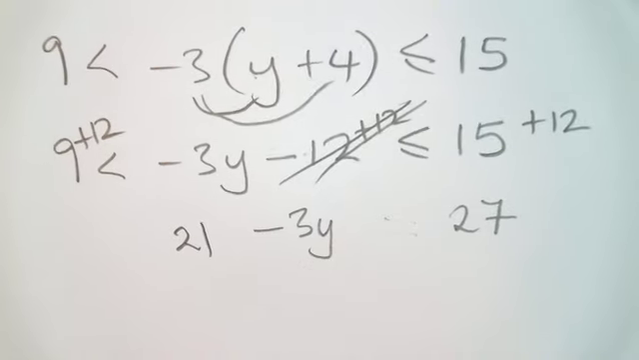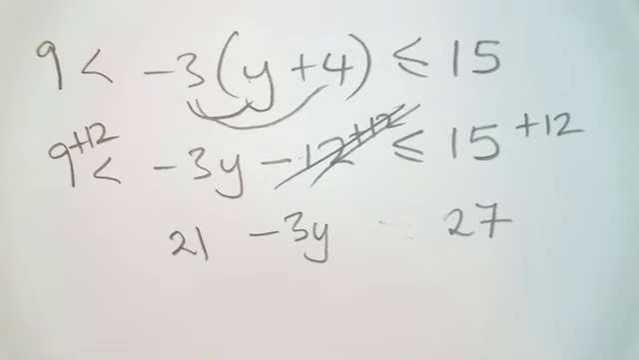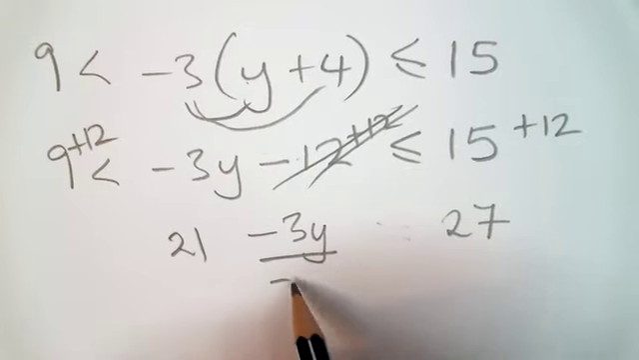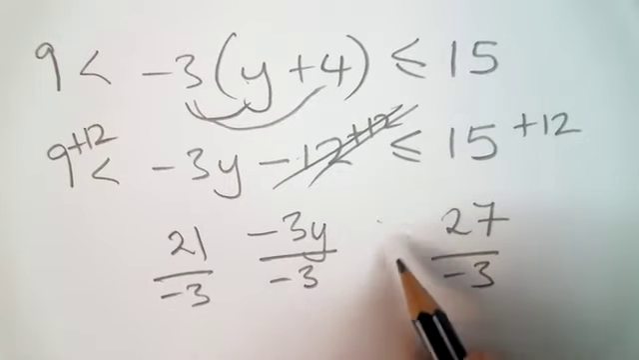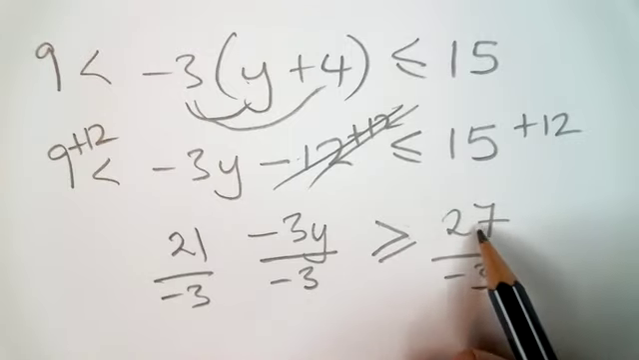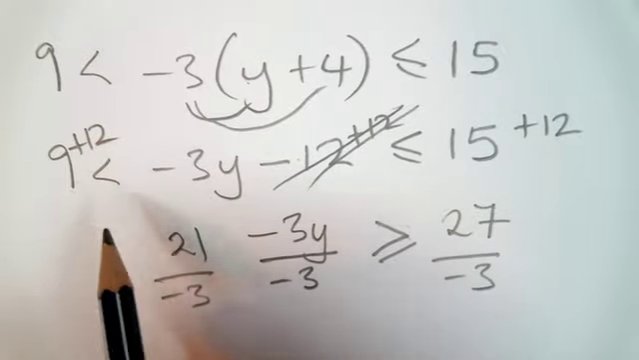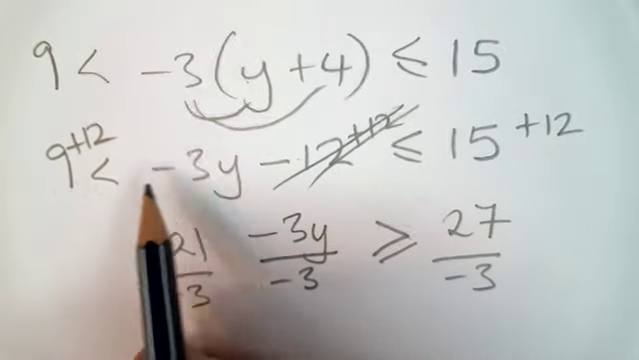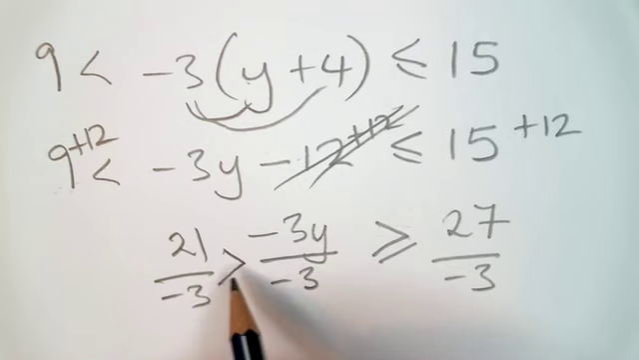Now, when you divide an inequality or multiply an inequality by a negative, effectively you have to change the orientation, the direction of the signs, the direction of the inequality. So I'm going to divide this by negative 3, divide this by negative 3, divide this by negative 3. And the moment I do, this inequality has to be greater than or equal to, not less than or equal to. Now I'm going to switch that around.